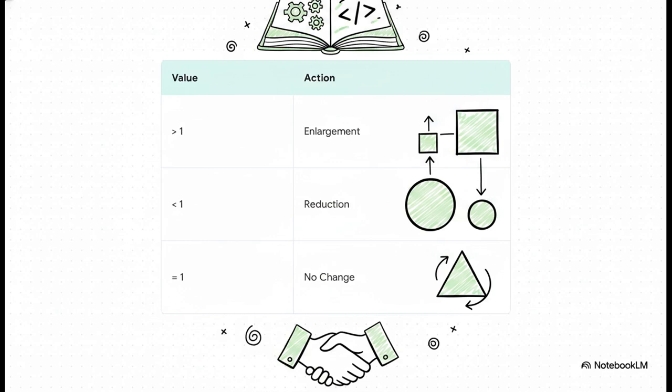If your scale factor is greater than 1, you get an enlargement. The figure grows. If your scale factor is less than 1, like a fraction or a decimal, you get a reduction, meaning the figure shrinks. And if your scale factor is exactly 1, well, multiplying by 1 changes nothing, so your figure stays exactly the same size. No change at all.